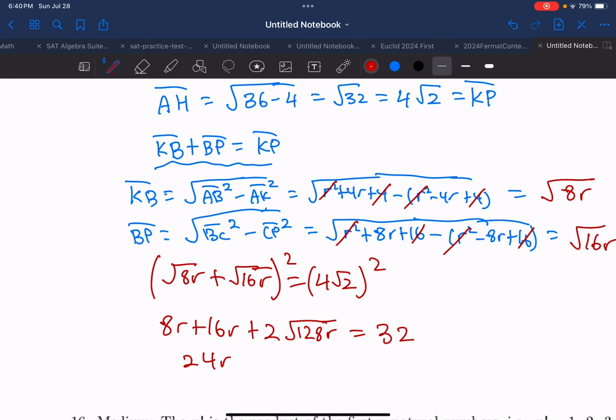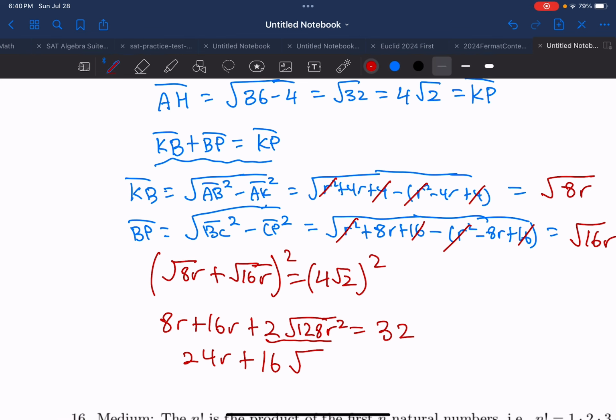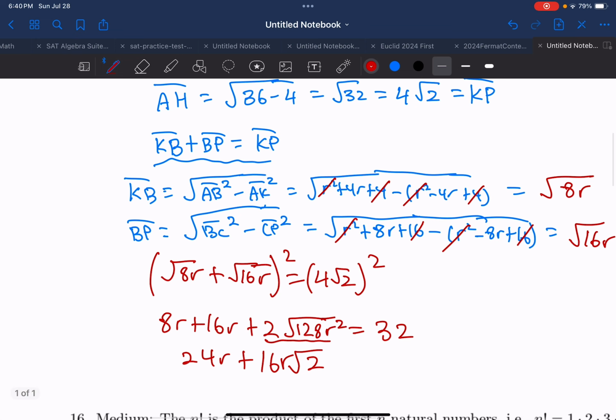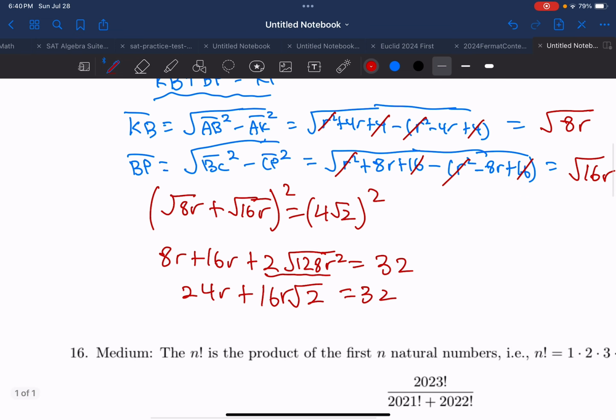This is 24r plus, if we simplify this, 128 is a square times 2, so that square could go outside, making 16. And also I forgot a square root here, so 16r root 2, which is equal to 32. Now we could divide both sides by 4, or we could also divide by 8. So to simplify even more, we get an equation something like this.